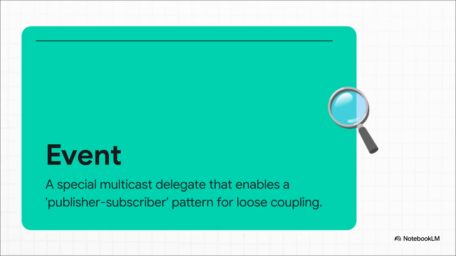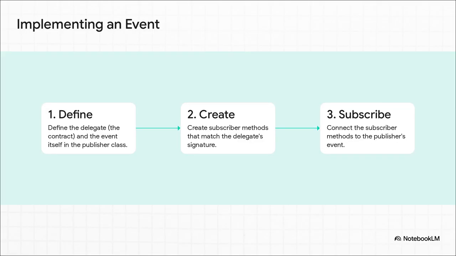They just upload a video, and the system notifies everyone who's subscribed. This idea, it's called loose coupling, and it's absolutely fundamental for building modern apps. And setting one of these up is actually a really straightforward three-step dance. First, the publisher sets up the event and defines the contract, basically the rules for how to respond. Step 2, the subscribers create methods that follow those exact rules. And finally, step 3, you just connect them. The subscribers officially sign up for the event. That's all there is to it.